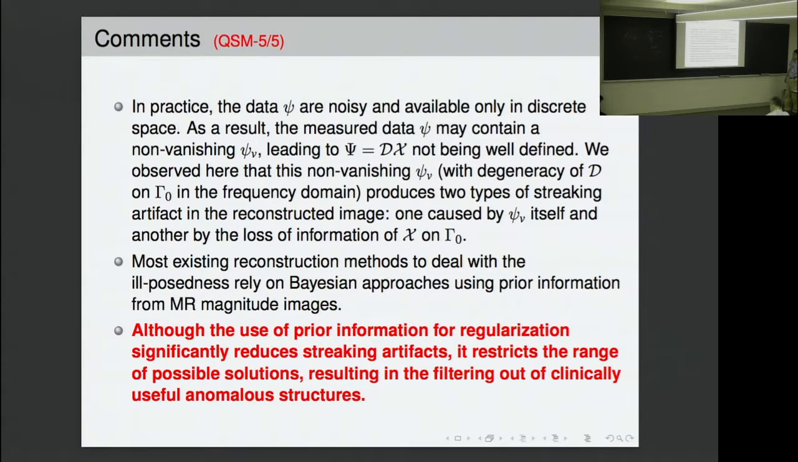it restricted the range of possible solutions, resulting in filtering out the clinically useful anomalous structure, because regularization is just to get rid of the anomalous structure. So how can we maintain the anomalous structure with the regularization? That's the key word in medical.